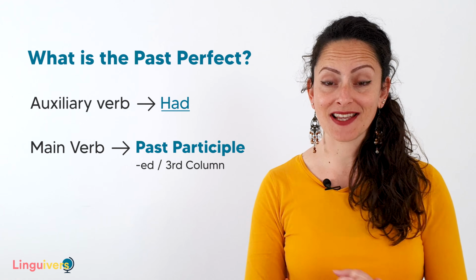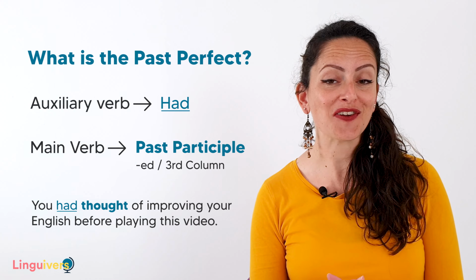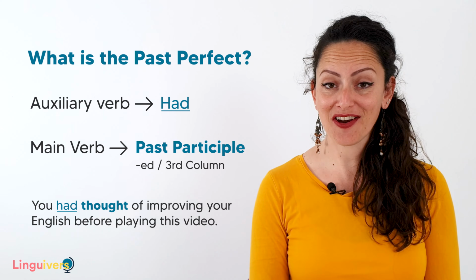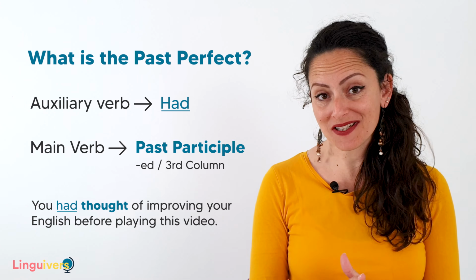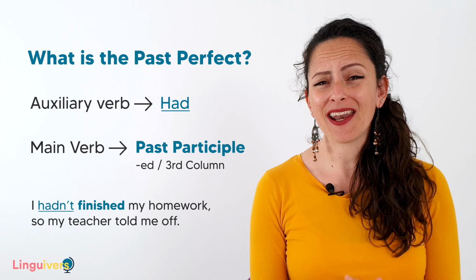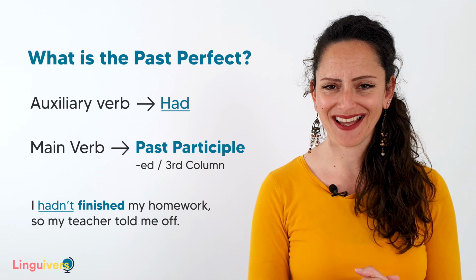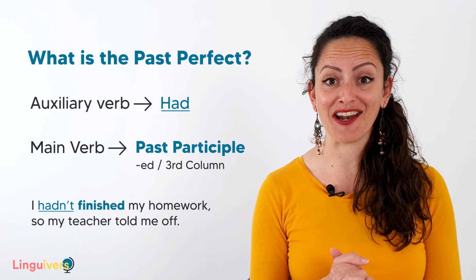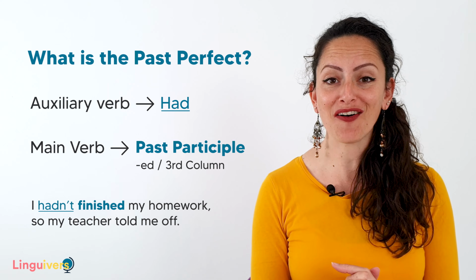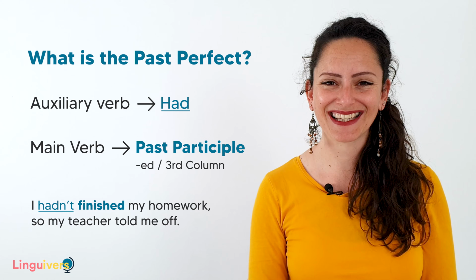Going back to the sentence I used before, surely you had thought of improving your English before playing this video. Had is the auxiliary verb, and thought is the past participle of think. Or another example, I hadn't finished my homework, so my teacher told me off. I hadn't, that would be the auxiliary verb in the negative, and finished, the past participle of the verb finish. That's how we make the past perfect.